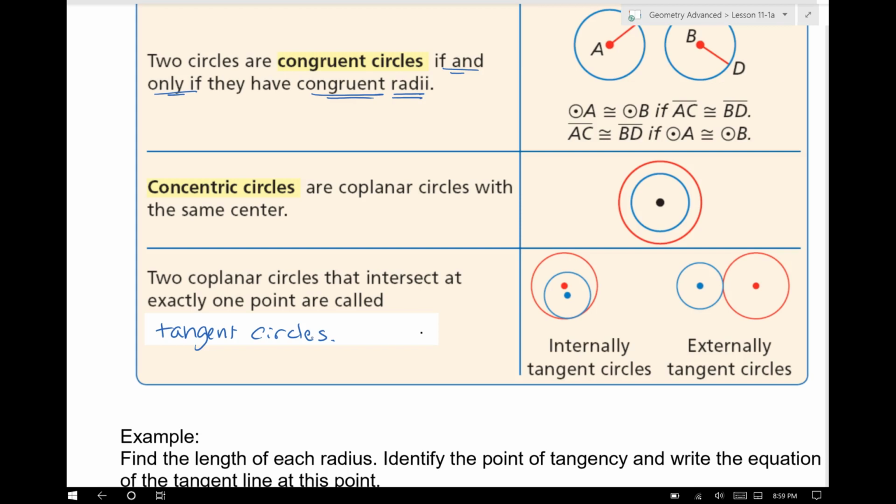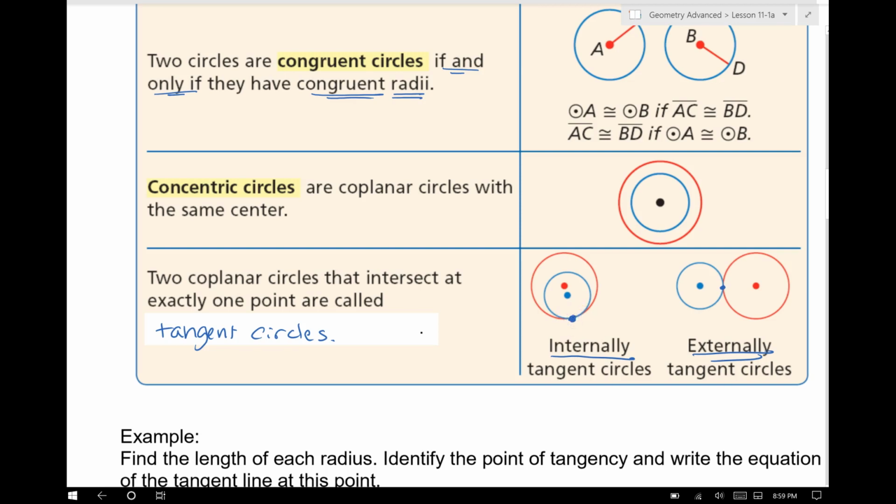There's two different types. We have what are called internally tangent circles, and that's when you have one circle inside the other and they intersect at your point of tangency at one spot. And then we have what are called externally tangent circles, where they intersect each other, but they're both outside of each other. The only thing they have in common is that point of tangency. So one's external of the other. But internally tangent, there's literally a smaller circle inside the other one.